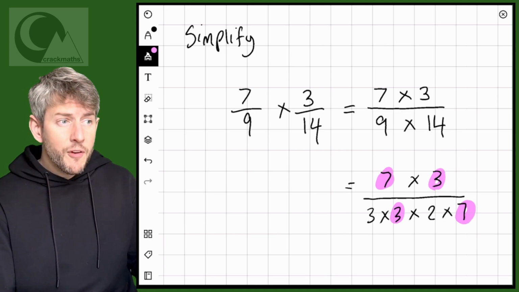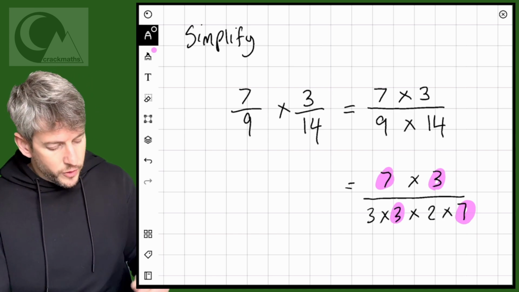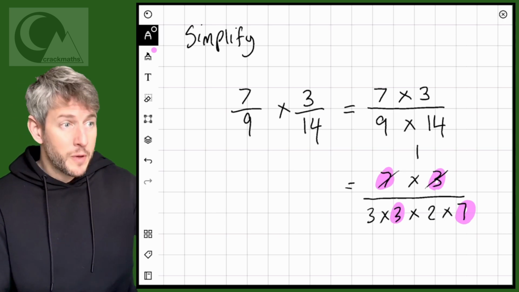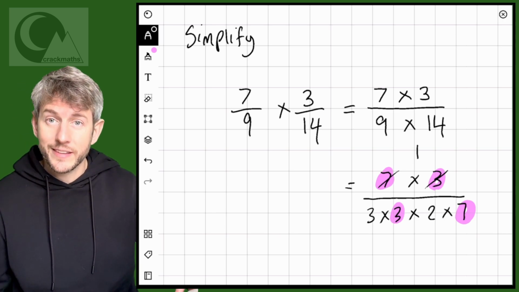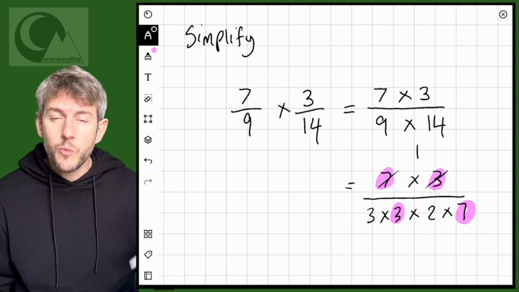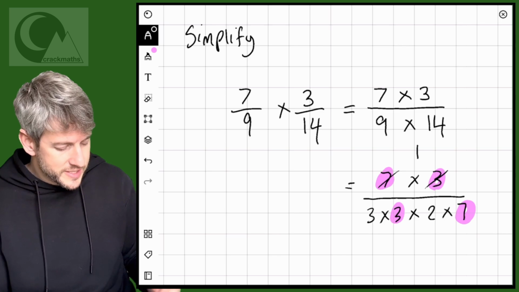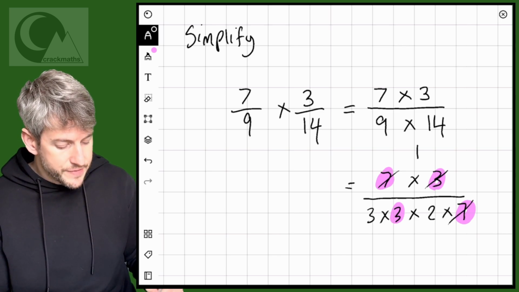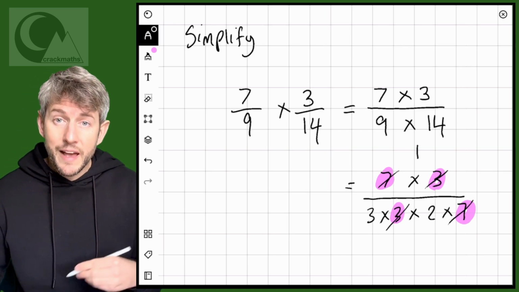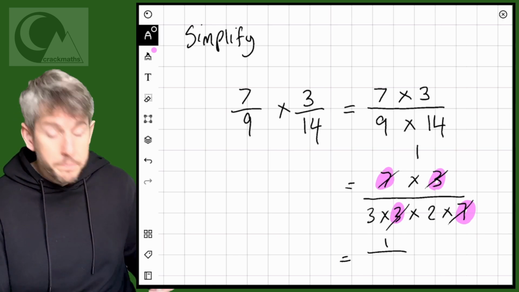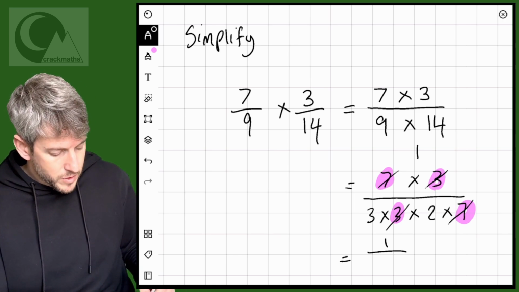So if I've cancelled these out, what I'm left with on the top is 1, okay? Because that's gone, but there is still 1 there, because essentially what we're doing is dividing the number by the number on the bottom. When you divide a number by itself, which in this case is 7 divided by 7 and 3 divided by 3, you are left with 1. So what we get here is a top number of 1 and a bottom number of 6.